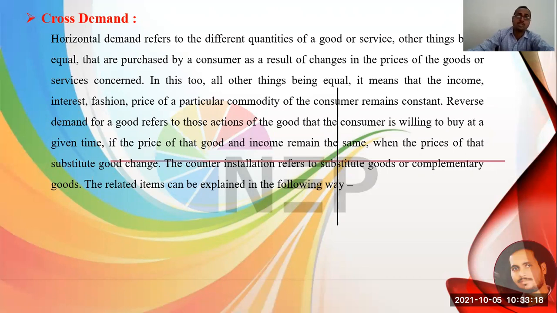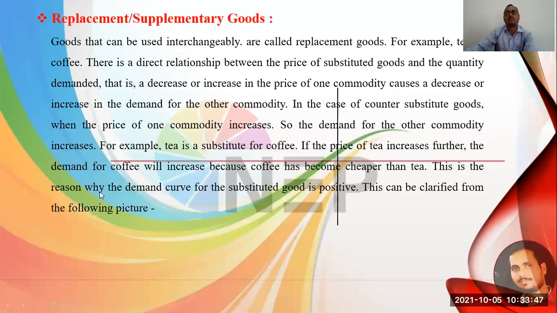Demand for a good refers to those quantities of the good that the consumer is willing to buy at a given time. If the price of that good and incomes remain the same, then the prices of the substitute goods change. Cross demand refers to substitute goods or complementary goods. The related items can be explained in the following diagram. That diagram now shows the relations of substitute or complementary commodities.